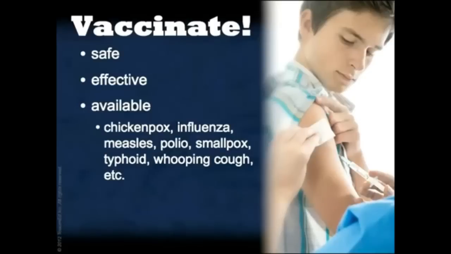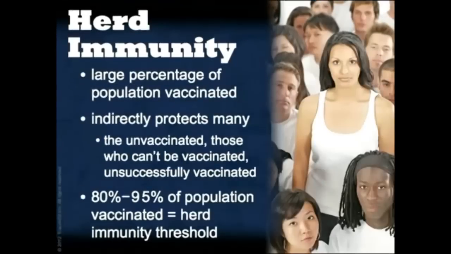Vaccines are available for many diseases, including chickenpox, influenza, measles, polio, smallpox, typhoid, whooping cough, and others. Herd immunity. When a contagious disease enters an unvaccinated group of people, many are infected because they don't have immunity to the disease. When a large percentage of the population is vaccinated, the spread of disease within a group of people is limited. This indirectly protects those who have not been vaccinated.